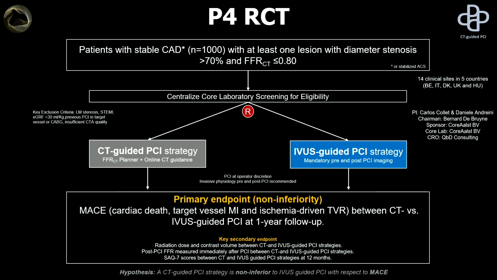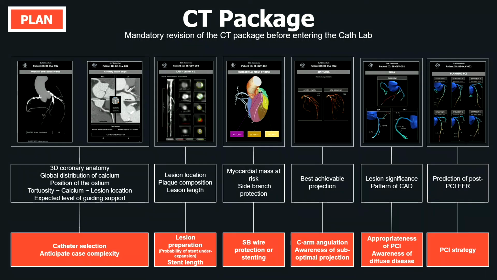We are aware that to push this concept forward, we need evidence. So we have designed and we're conducting a randomized clinical trial. This is a large trial involving 1,000 patients where patients referred to the cath lab with significant coronary artery disease will be randomized to 2 groups. One group is the CT-guided PCI, and I'm going to explain in detail what that actually means. And the control group is what we believe is today the state-of-the-art PCI, which is IVUS-guided PCI. This is a non-inferiority trial with MACE as an endpoint at 1 year.